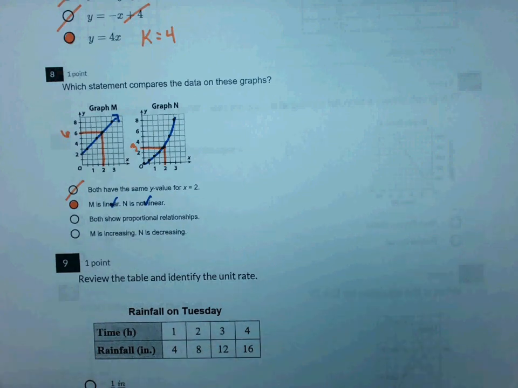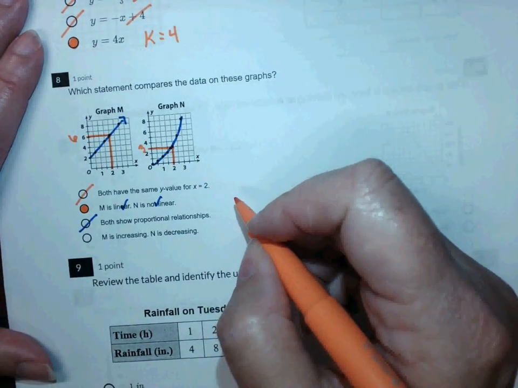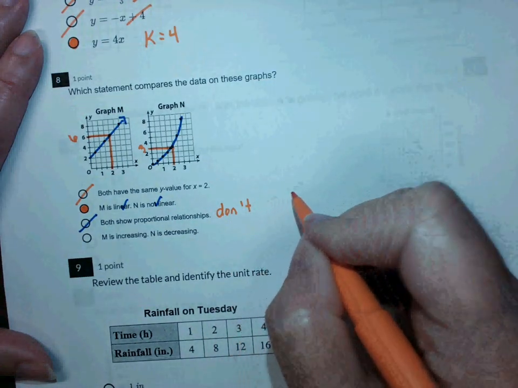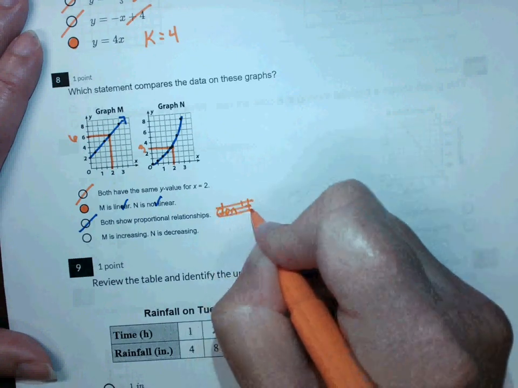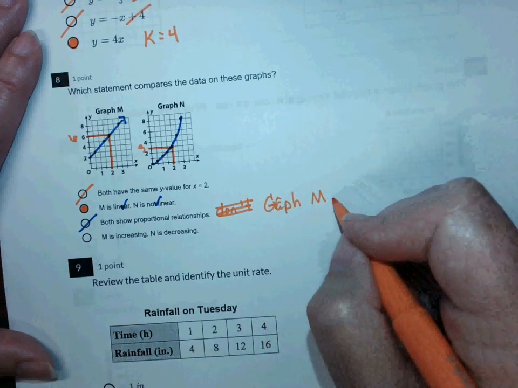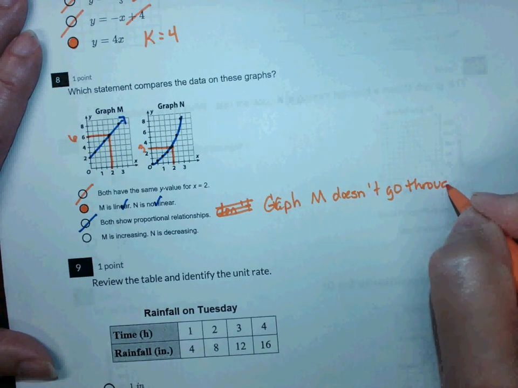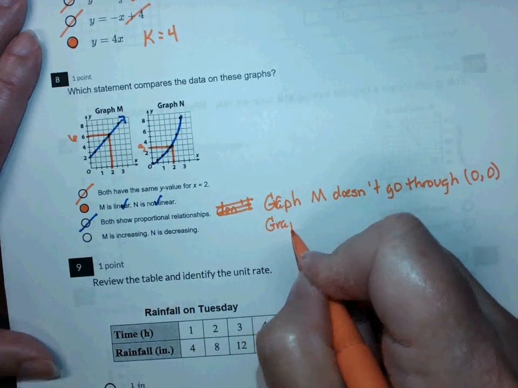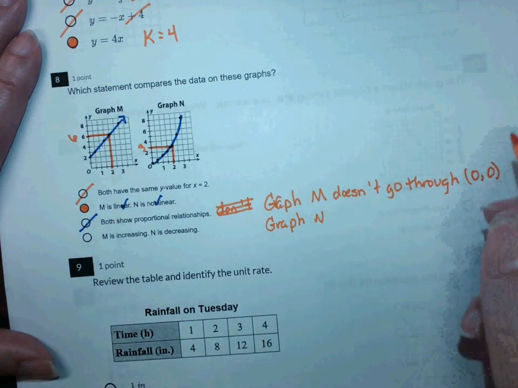Both show proportional relationships. Nope. That's out because the first one, how do I want to say this? Graph M doesn't go through 0, 0, and graph N can't be proportional because it looks like it might go through 0, 0, but guess what? It's not linear. In order to be proportional, you have to be linear.